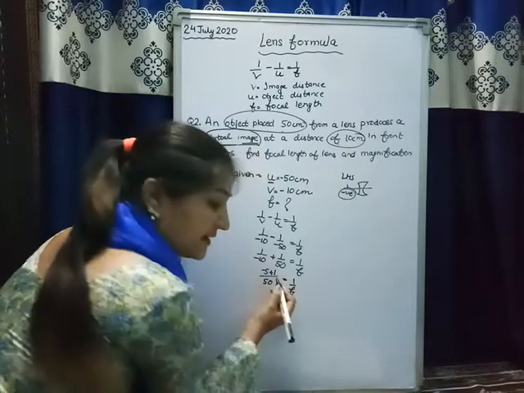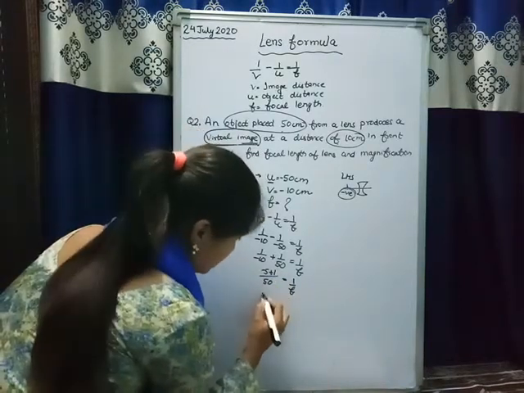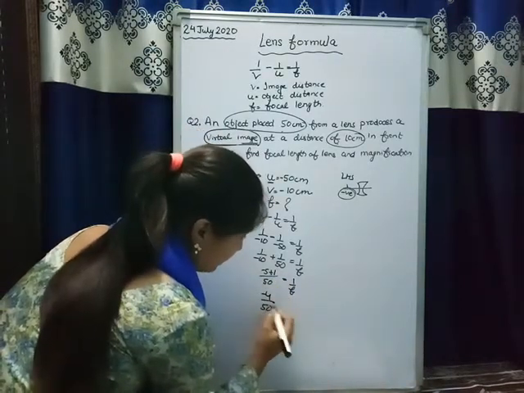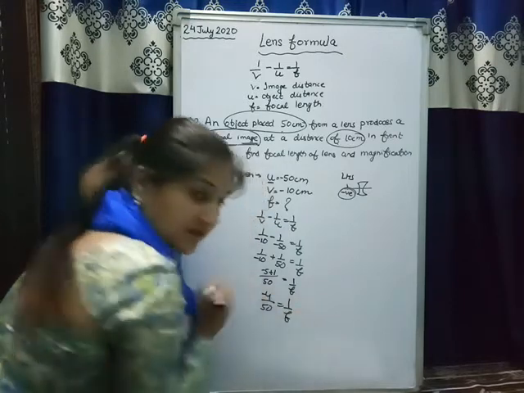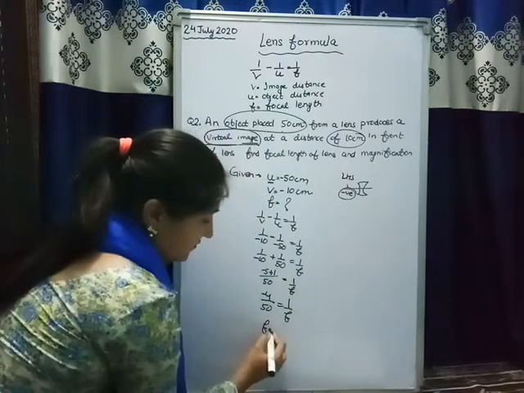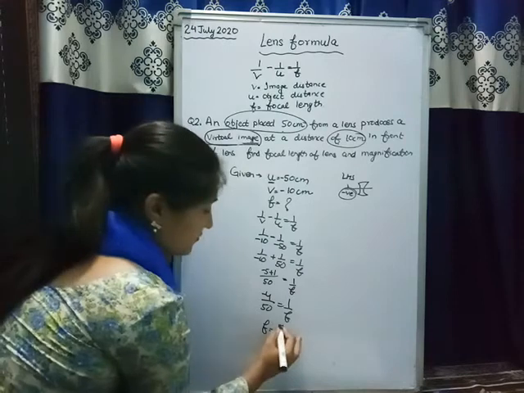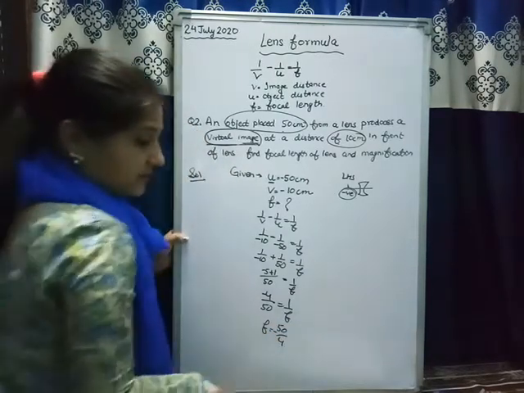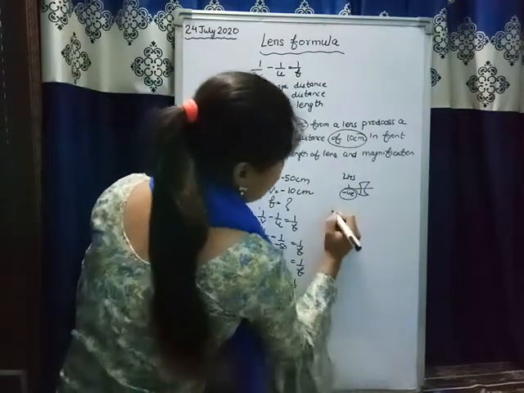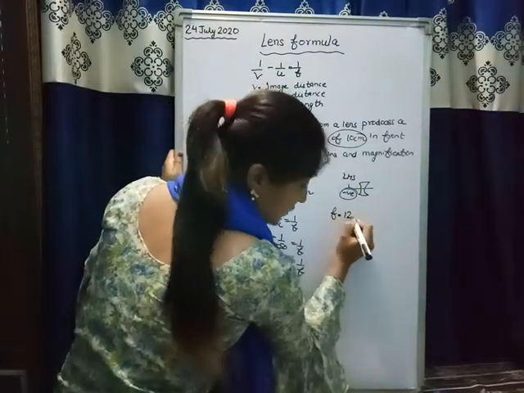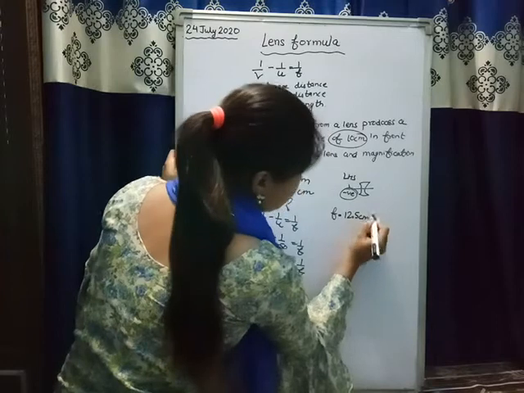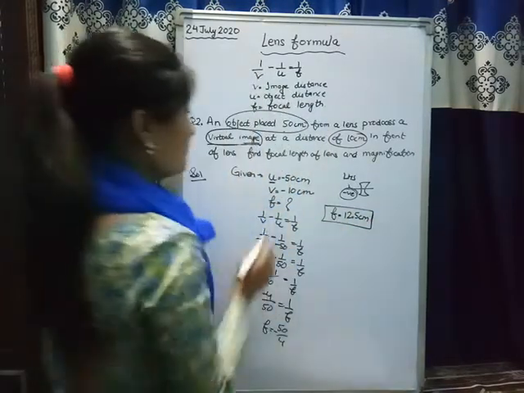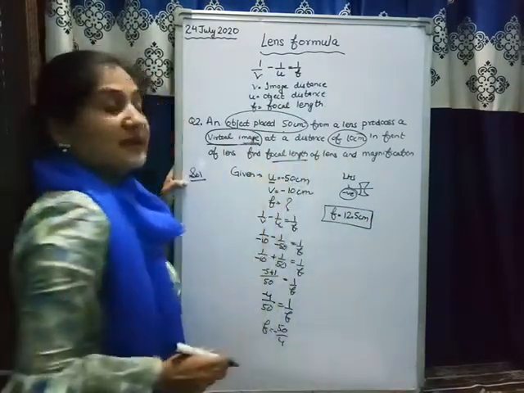So minus 5 plus 1 gives minus 4 upon 50 is equal to 1 upon F. You have to find out the value of F. Take the reciprocal: 50 upon 4. Divide 50 upon 4. The value of F comes to be minus 12.5 centimeter. So we have found the focal length.